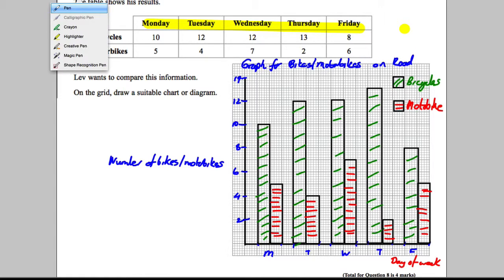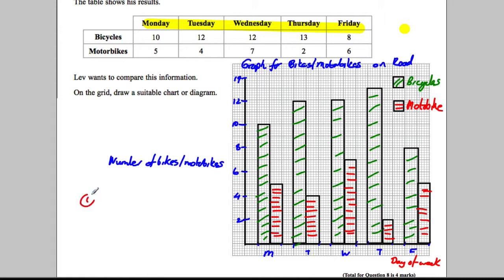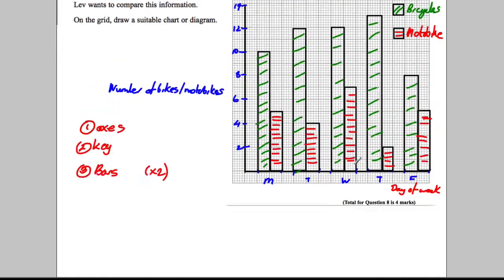So usually we get our marks as follows. We'd get our marks for axes labelled correctly and scaled correctly, so 1 mark for axes. We'd usually get another mark for the key. We'd usually get maybe 2 marks for the right heights on the diagram, so the heights on the diagram and the bars. And we could get 2 for that, and maybe we might get 1 for the title. So just make sure you've got it all in there to make sure you've got full marks.